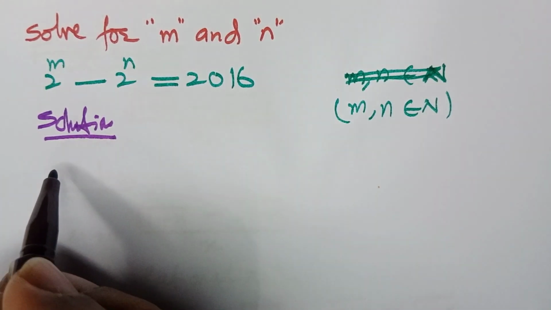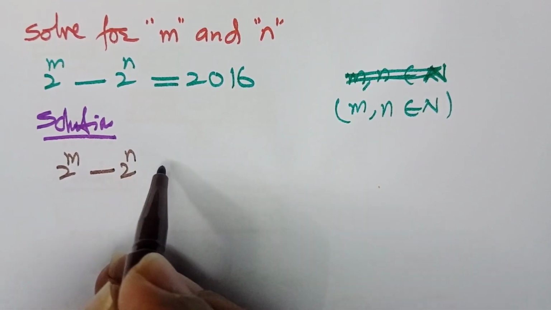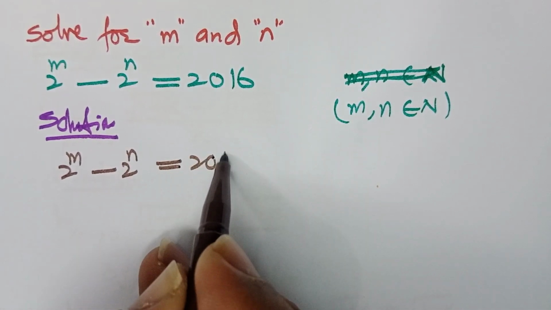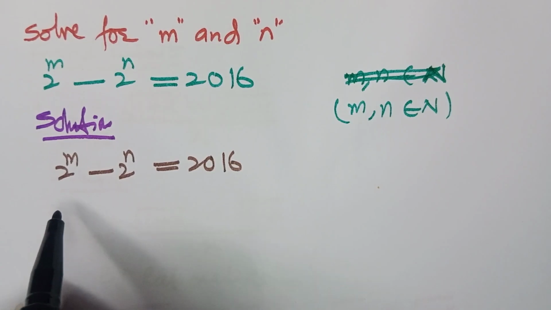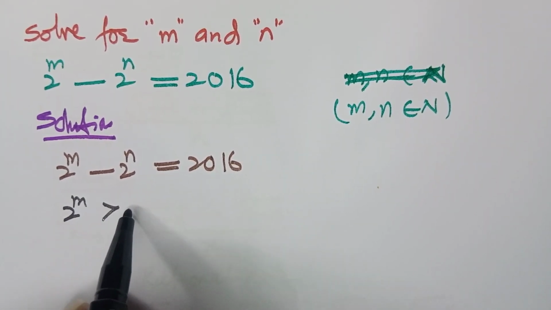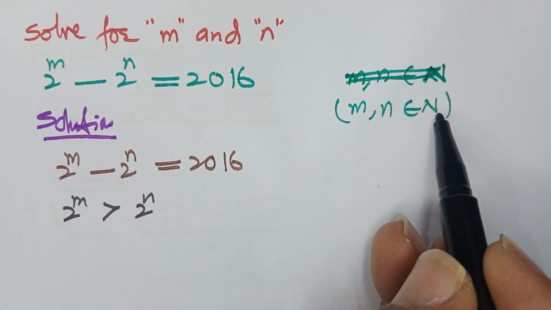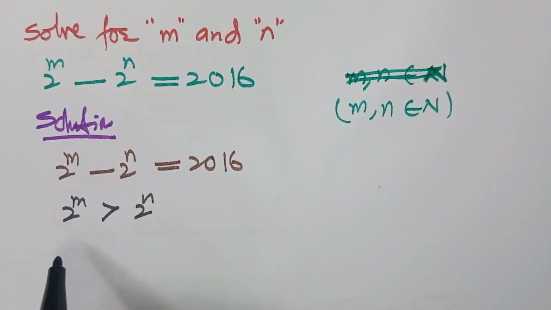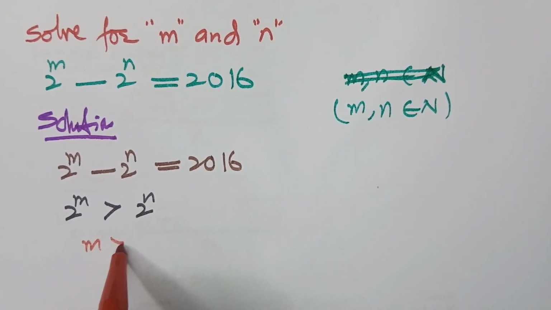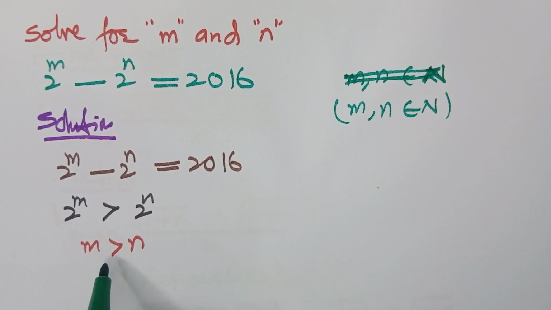Now rewrite the same question. 2 power m minus 2 power n is equal to 2016. According to the question, 2 power m must be greater than 2 power n because m and n belong to natural numbers. So here m is greater than n. So now the inequality changes into an equality.